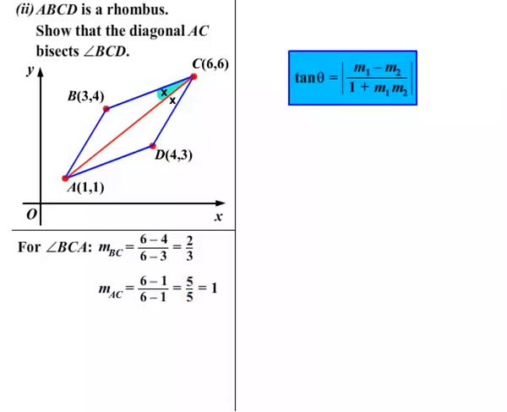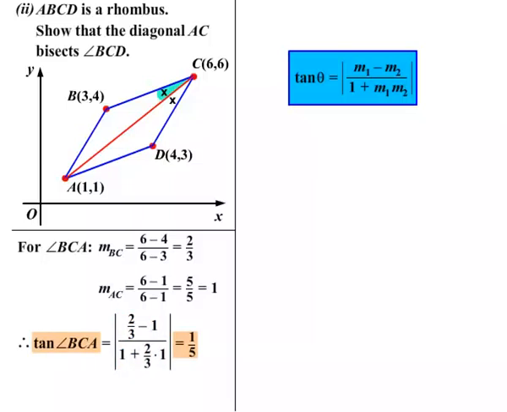Now, there's our tan theta formula, okay, to help us find the angle. Now, tan theta, this time, we're saying the theta, or the angle, is angle BCA, so we're going to write the tan of angle BCA equals, and we have m1 minus m2. Okay, there's our m1, and we'll use that as our m2. So we'll have 2/3 minus 1 all over 1 plus m1 times m2. There's m1, there's m2. So 1 plus 2/3 times 1. And we work that out. Take the absolute value, don't forget. We end up getting 1/5.